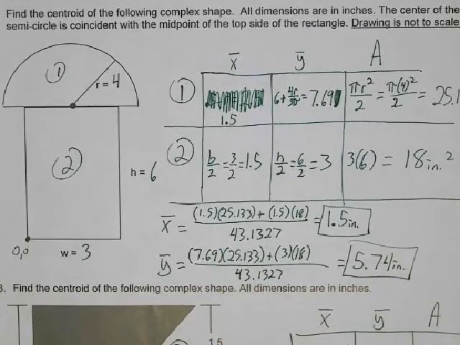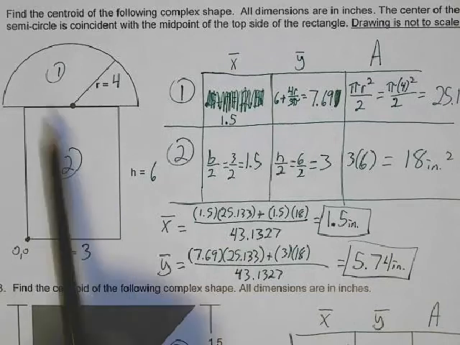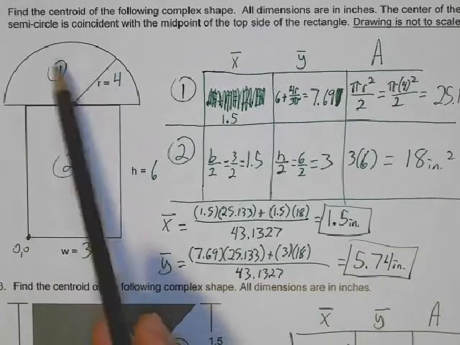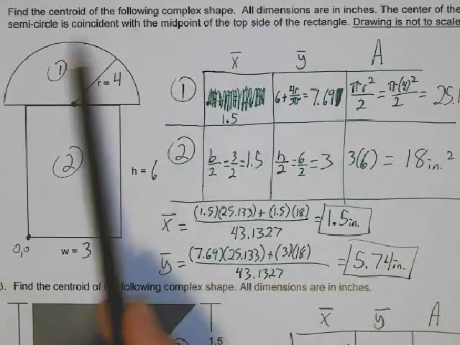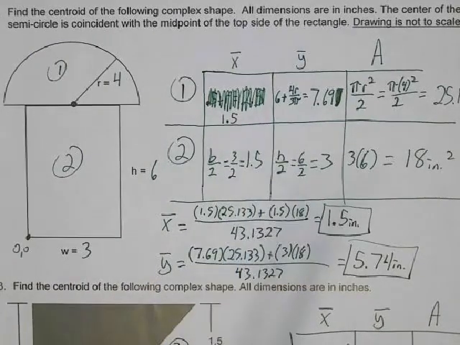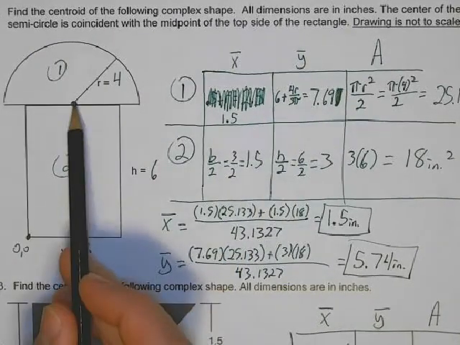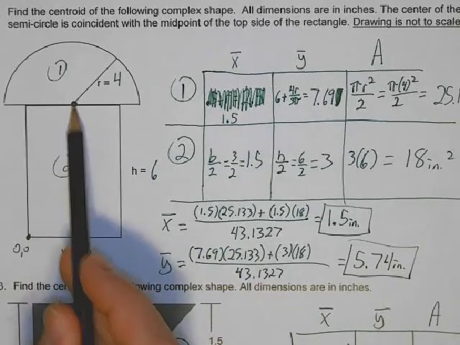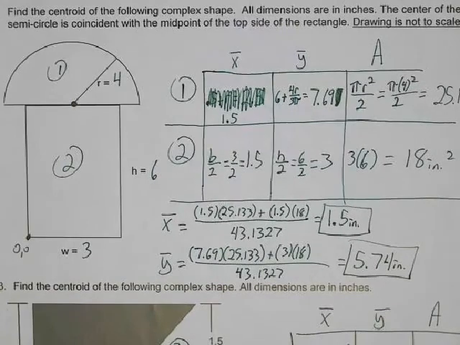Problem number 2. So problem 2 is a rectangle with a semicircle on top of it. And it says up here that the center of the semicircle is coincident with the midpoint of the top side of the rectangle. What does that mean? It means that the center is connected to the center of the top of this rectangle. That's what that means.